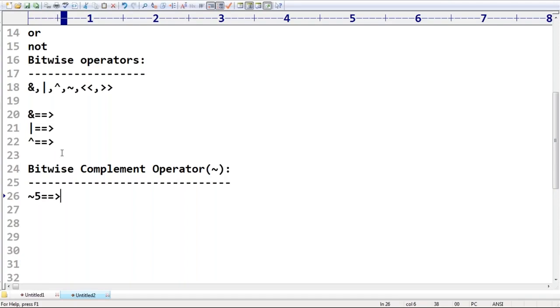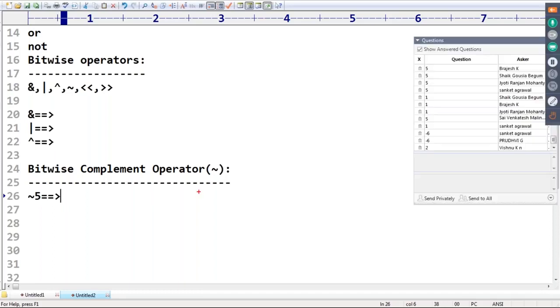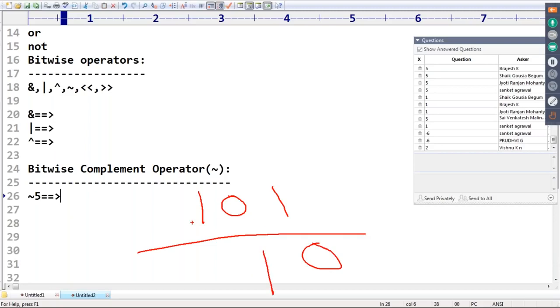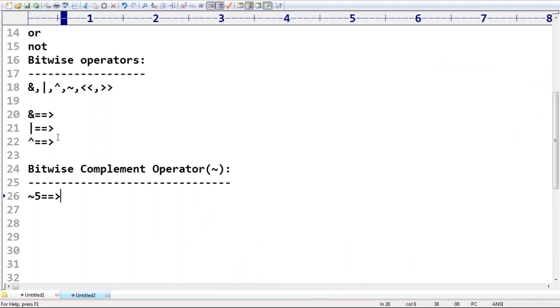Have you remembered? Sir, bitwise complement operator, negation of 5. What is the answer we got, sir? Just observe that most of the people are going to feel 101. 5 is nothing but 101. If you apply the complement operator, 1 will become 0, 0 will become 1, 1 will become 0. Its value is nothing but 2. Like this, most of the people are going to feel, sir. So the output is not 2.